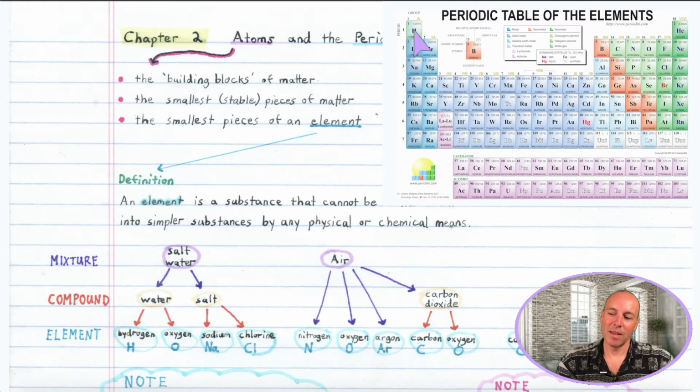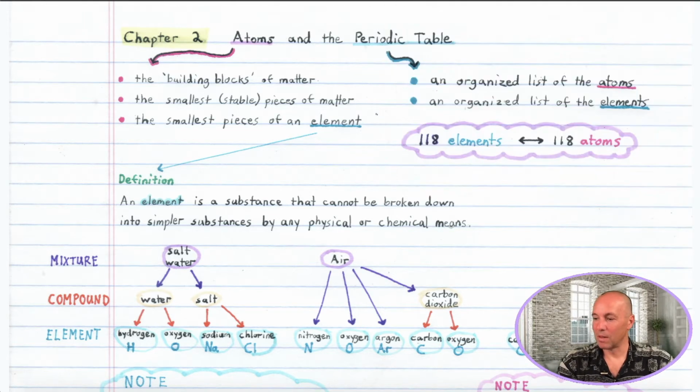So basically it lists all of the 118 elements that we know about. So it's starting at element 1, hydrogen, and continuing with element 2, helium, and element 3, lithium, and all the way up to element 118. So each one of these 118 elements has its own unique type of atom. And so for the 118 elements, there are 118 different types of atoms.